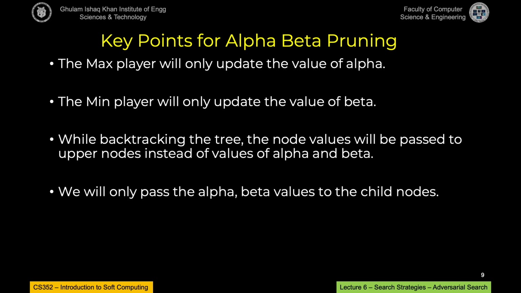Then point 3, while backtracking the tree, the node values will be passed to upper nodes instead of the values of alpha and beta. So the value that we pass to upper nodes will always be the actual value of the node. It won't be the value of alpha or beta. We'll only pass the alpha and beta values to the child nodes. So the child nodes will have the alpha and beta values, and the value of each node will then be passed up the tree while backtracking, and instead of the values of alpha and beta, we'll only pass the actual node values.